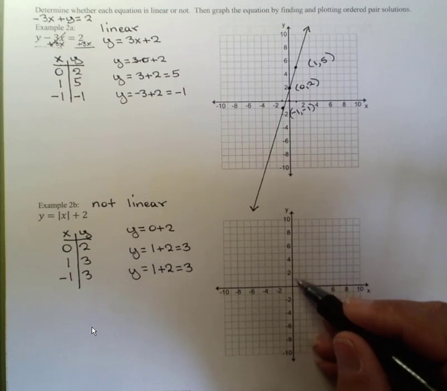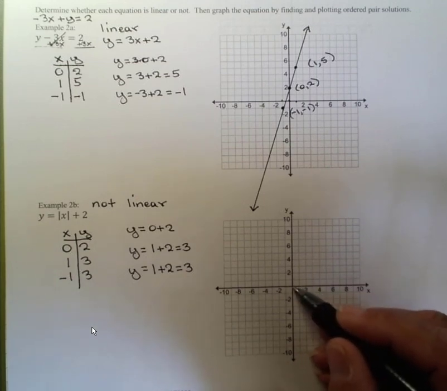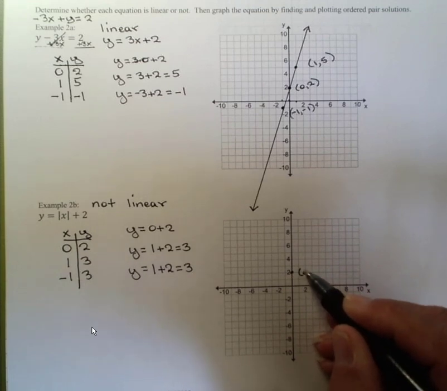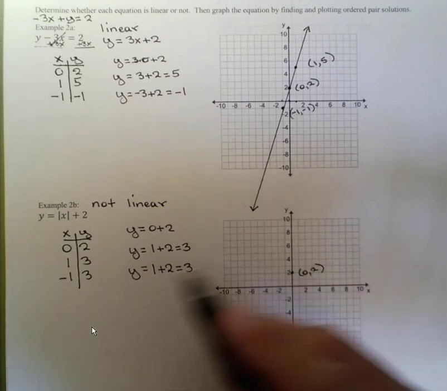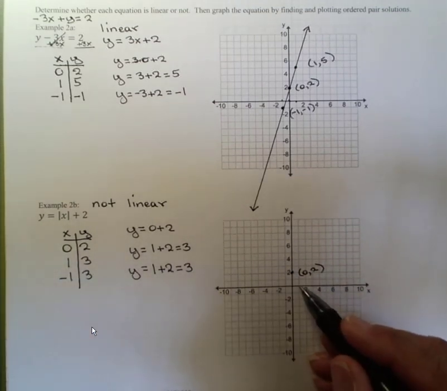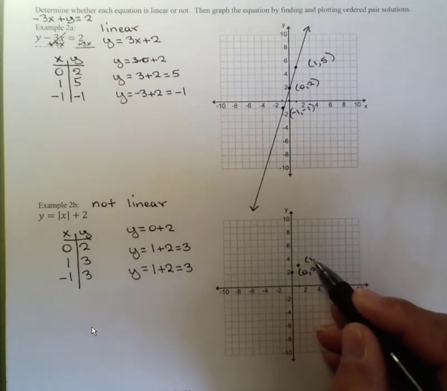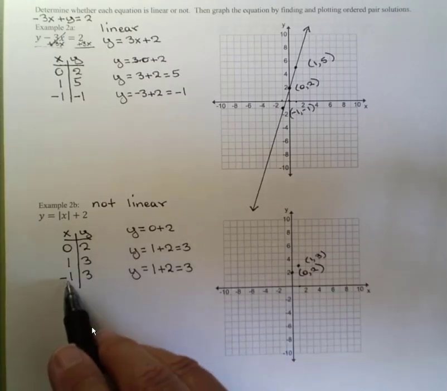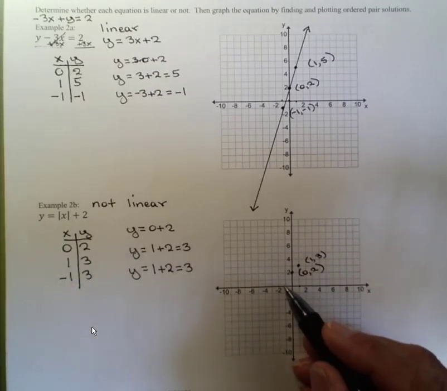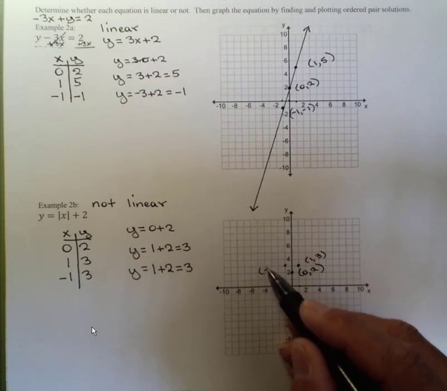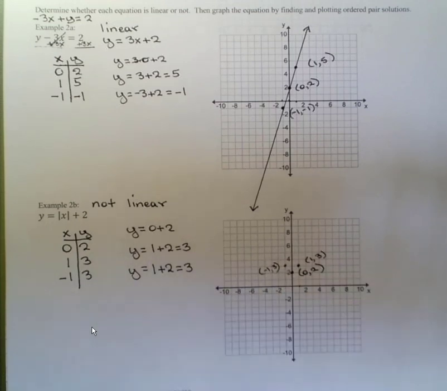I've got 0, 2. No, I don't move on the x-axis at all, but I go to a positive 2 on the y. That's 0, 2. And then I've got 1, 3. X positive 1, y positive 3. And then I've got negative 1, 3. So I go x negative 1, y positive 3. And I can tell that it is not linear.